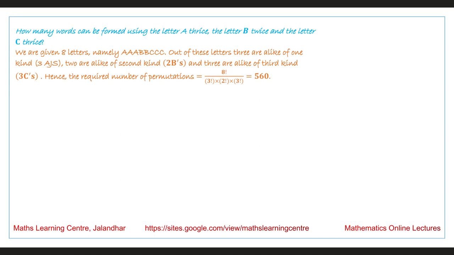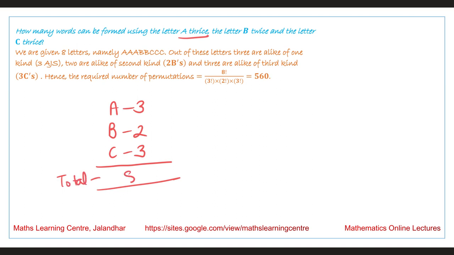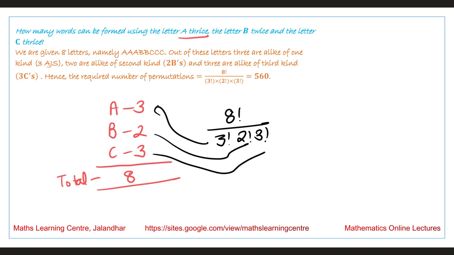Next: how many words can be formed using the letter A thrice, the letter B twice, and the letter C thrice. The total number of letters we have is 8. So the answer in this case is 8 factorial over 3 factorial into 2 factorial into 3 factorial. We are talking about these three values.